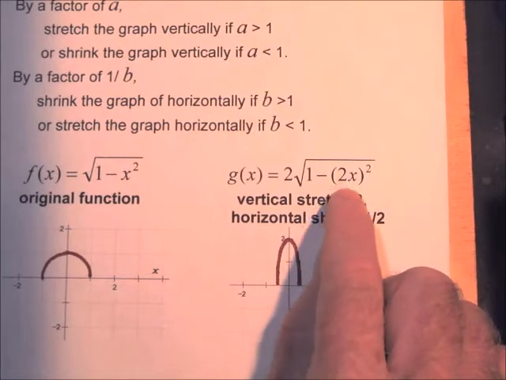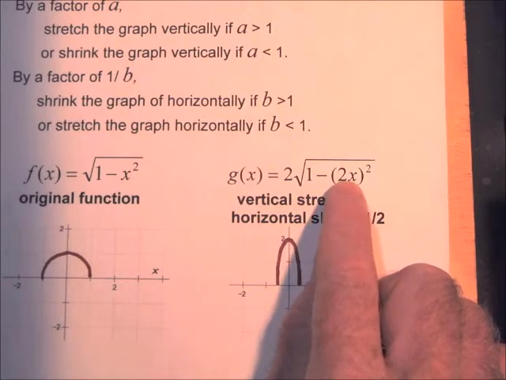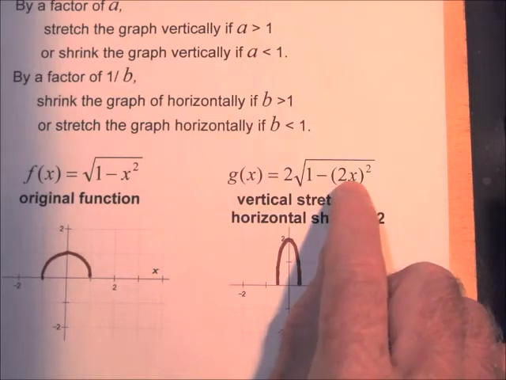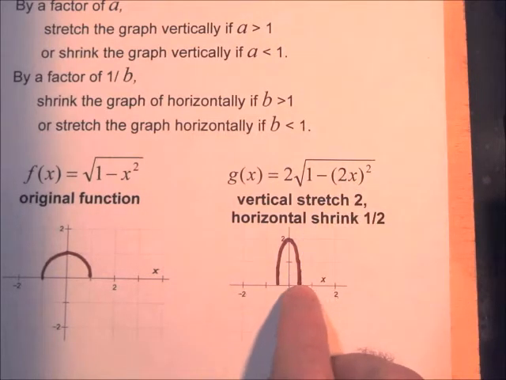So the transformation in the x direction usually goes the opposite direction in which you think it's going to go. It looks like maybe we should multiply by 2, but we're actually multiplying by 1/2 here. So instead of going from -1 to 1, it goes from -1/2 to 1/2.